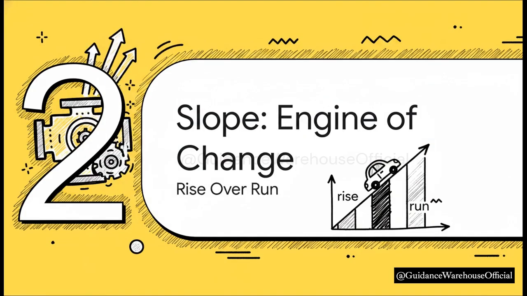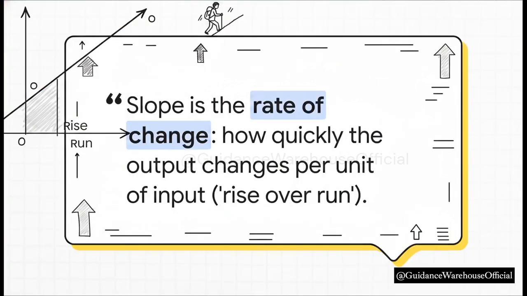Now that m value, our engine, it's so important that it gets its own special name, the slope. So let's zoom in on that and really understand what it's telling us. You've probably heard this phrase thrown around before, rise over run, but what does that actually mean? Well, all it's saying is for every step we take forward horizontally, that's the run, how many steps do we go up or down vertically? That's the rise. The slope is just a perfect measurement of a line's steepness and its direction.